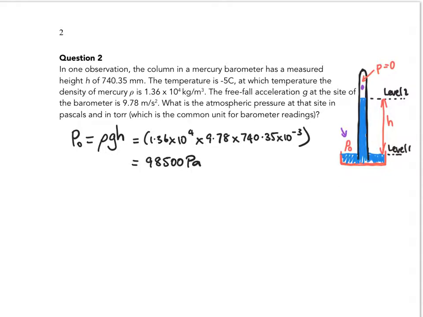So that's in pascals. We need that in torr. So we know this conversion that 1 torr equals 133.33 pascals. So therefore, our atmospheric pressure is just going to be, well, we divide this by this one, and we get 98500 divided by 133.33, and we get 739 torr.